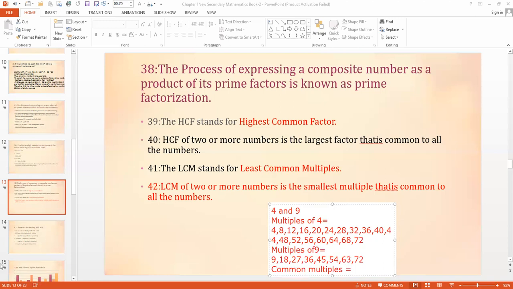So the common multiples are, yes, tell me which are common. Yes, very easy: 36 and 72. So which one is smallest, beta? You have to write least common multiple, that is 36. So 36 is your LCM. Clear, beta? Now we move towards the next slide without delaying.